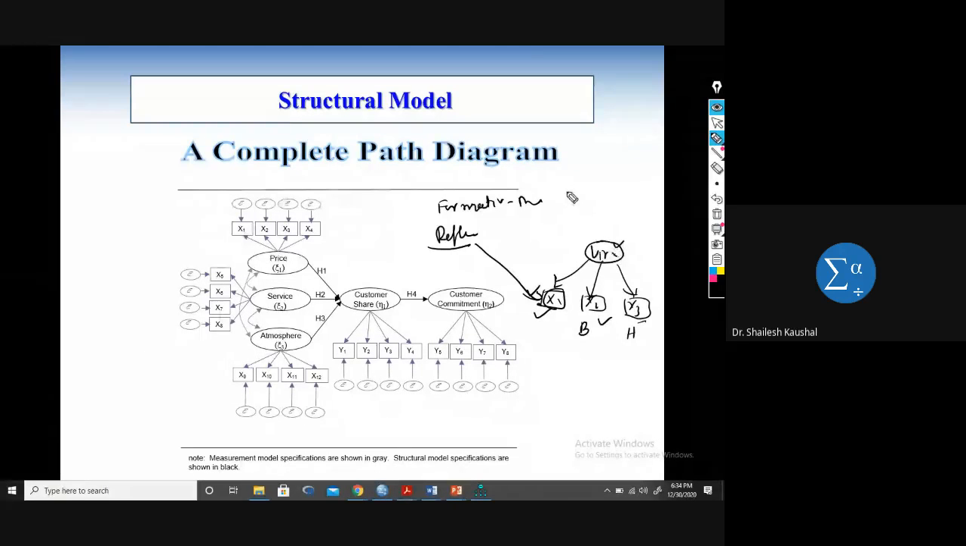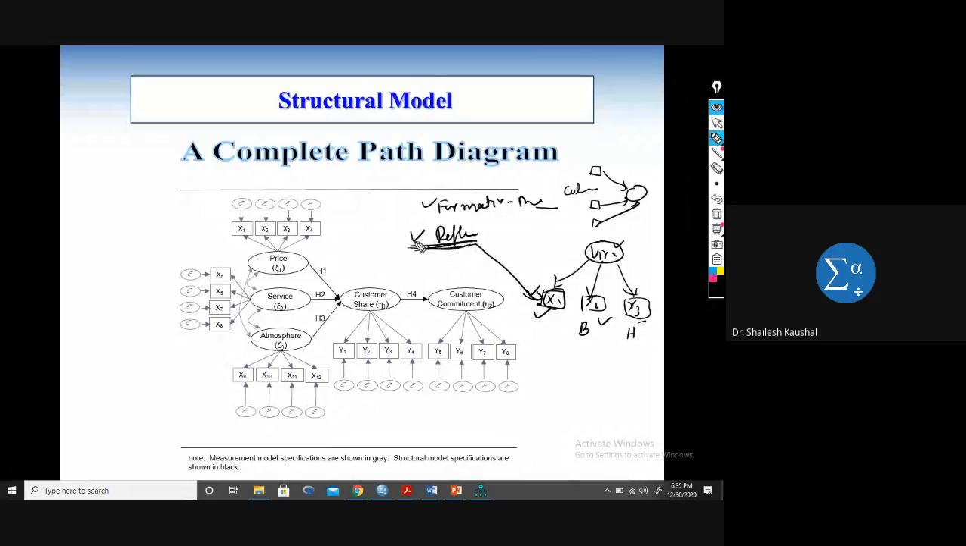So there may be the cold, due to cold. These are the factors influencing this. When we are in a formative model, the arrow will be reversed, because these are forming the variable. In SPSS, sorry, in structural equation modeling with AMOS, we perform only the reflective type measurement model.